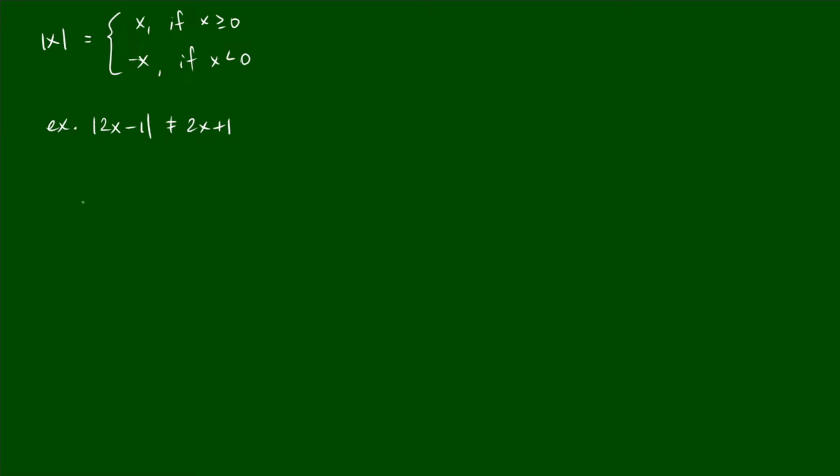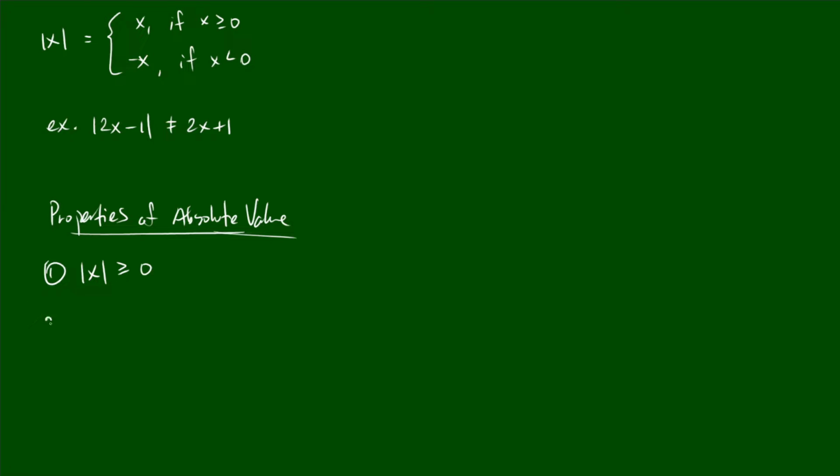Now, there are some properties, so let's just write down some properties here of absolute value. Okay, so the first thing is that the absolute value of x is always going to be greater than or equal to 0, regardless of what the value of x is, right? Because you're only looking at the distance of x from 0.